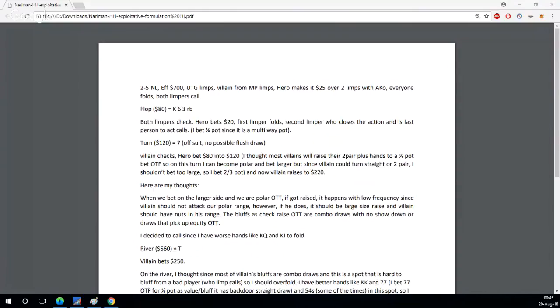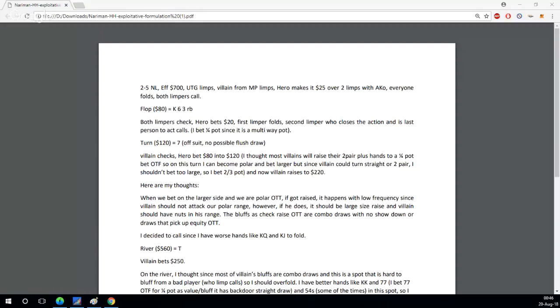Now we go to the river, and he bets half pot, 250, almost half pot into 560. And this is my thought. Most of villain's bluffs, again, on the turn should be combo draws. And this is a spot that is hard to bluff from a bad player. And why do I call him a bad player? Because he limp-called. So now I've got to overfold here. And I have better hands. Of course, I have pocket kings.